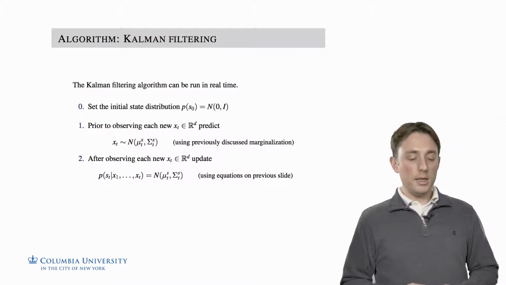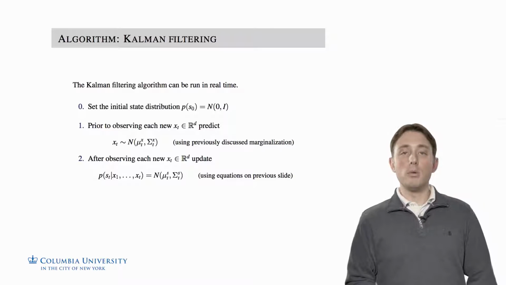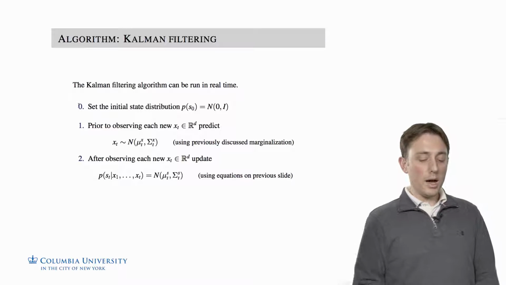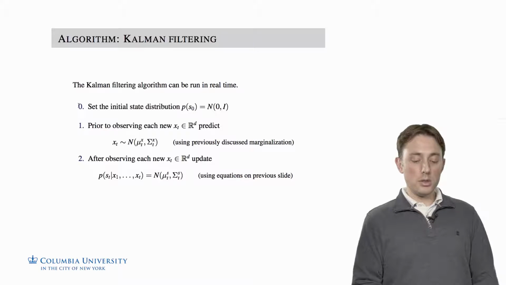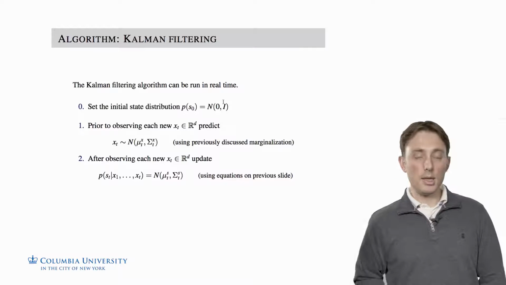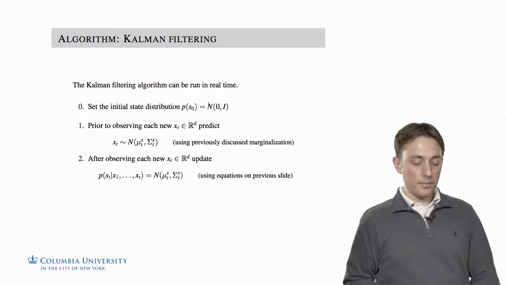Okay, so let's look at the Kalman filtering algorithm. This is an algorithm that can be run in real time for tracking. To start out, we set the initial state distribution to something. I arbitrarily put standard Gaussian here, but it could be any other Gaussian. As long as it's a Gaussian, it will work.